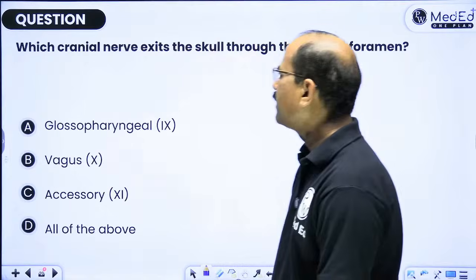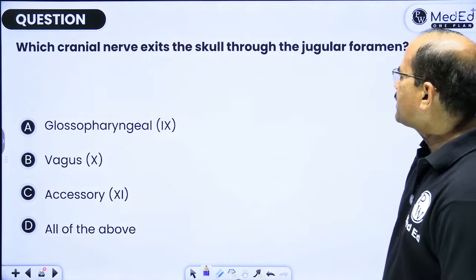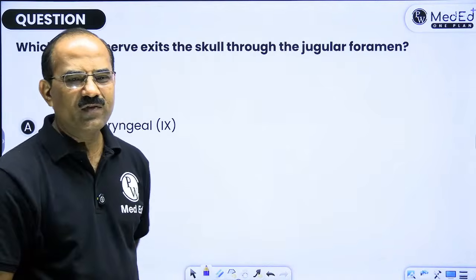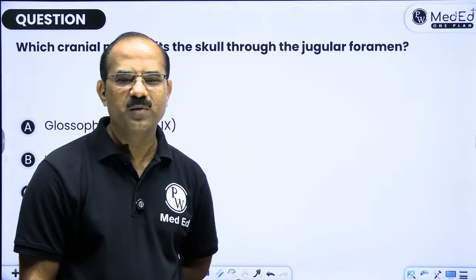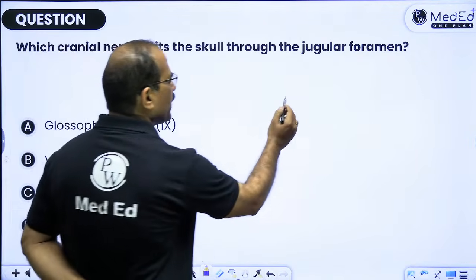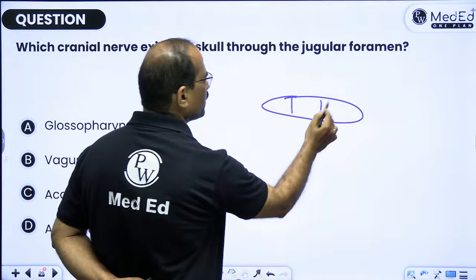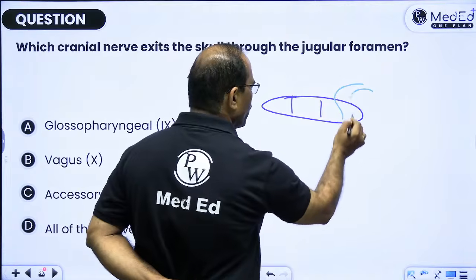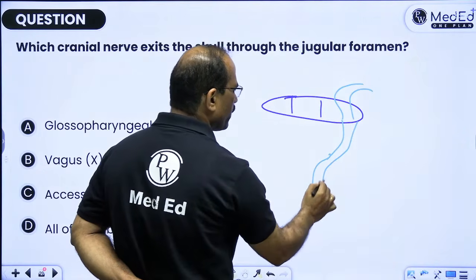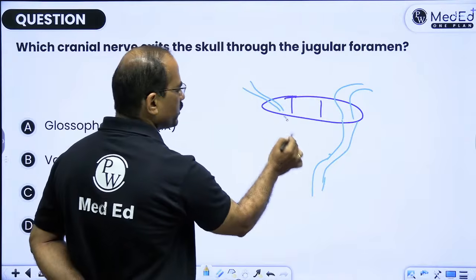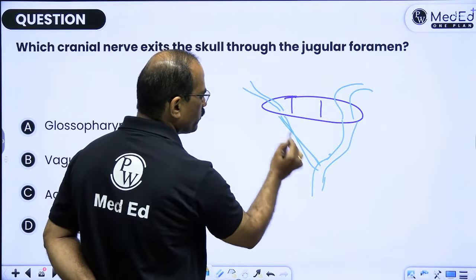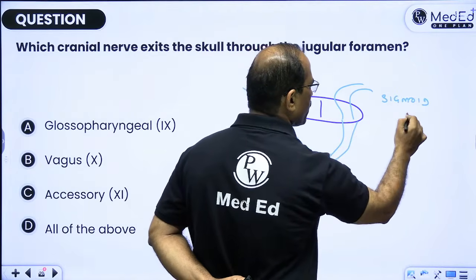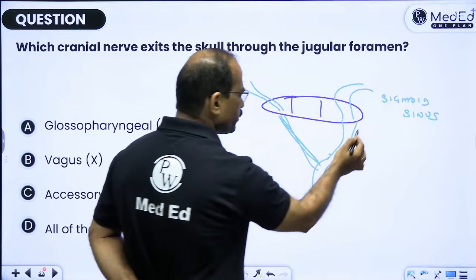Okay, fine. Which cranial nerve exits the skull through the jugular foramen? Yes, any guesses? Speak up. Now the jugular foramen has got 3 compartments, right? There are 3 compartments of the jugular foramen. There is one vein which gets out through the posterior compartment. There's one vein which gets out through the anterior compartment. What is this? That's the sigmoid sinus. Sigmoid sinus gets out through the posterior compartment.